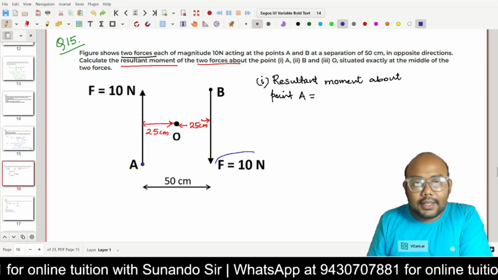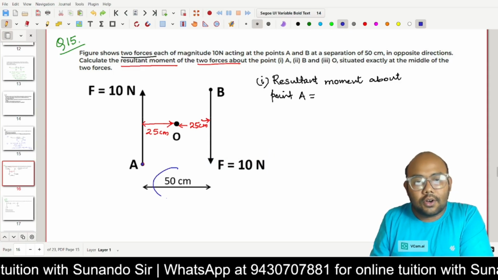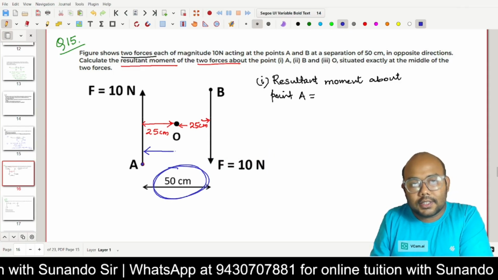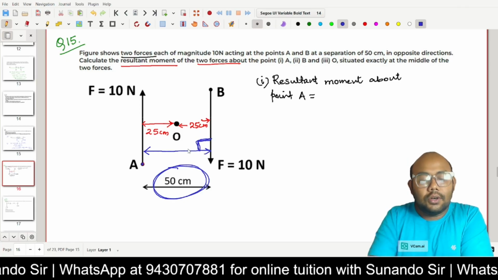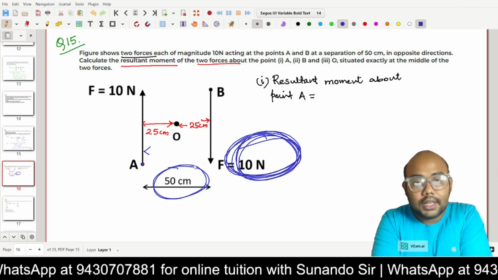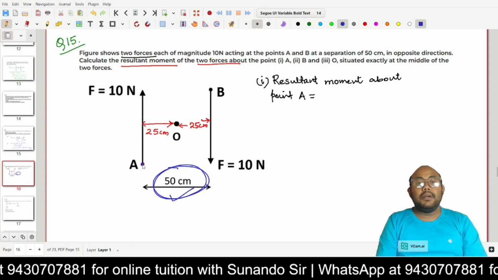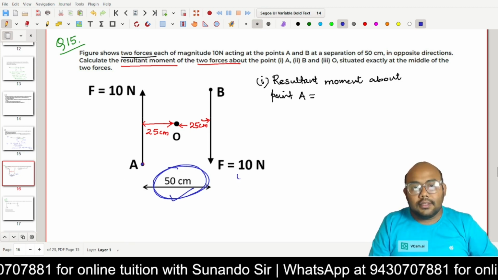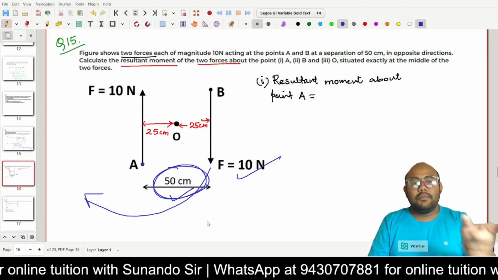So the other 10 Newton is at a perpendicular distance of 50 centimeter. What is this distance? 50 centimeter. It should be a perpendicular distance. So this 10 Newton, this blue one which I have circled with blue, is at a perpendicular separation of 50 centimeter from point A. So only this force is producing a clockwise moment about point A.